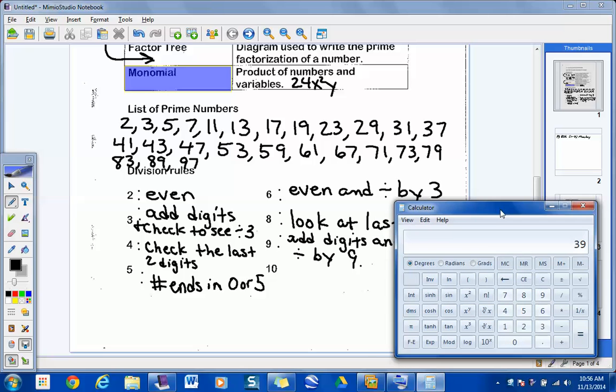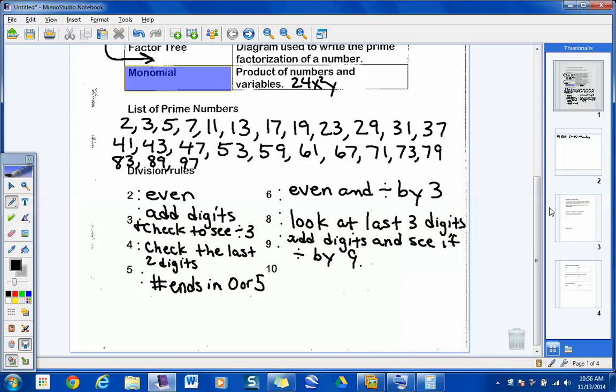And then the rule for 10 is very simple. Rule for 10. Anybody know it, by the way? Ends in, what does 10 end in? 0. Any number that ends in 0 is divisible by 10. Now, if you notice from 2 up to 10, I skipped a number, right? What number did I skip? Well, from 2, we don't care about 1. 1 will go into anything, right?